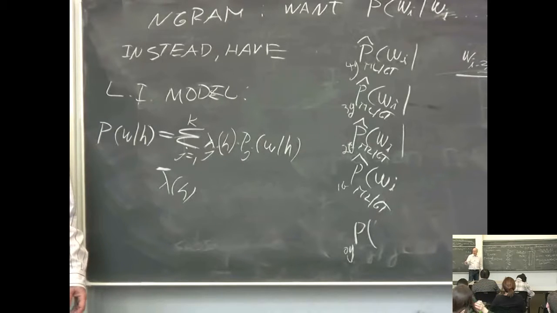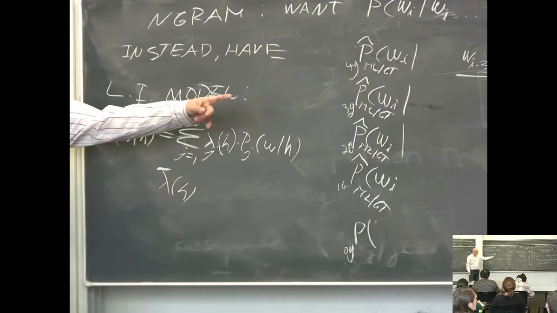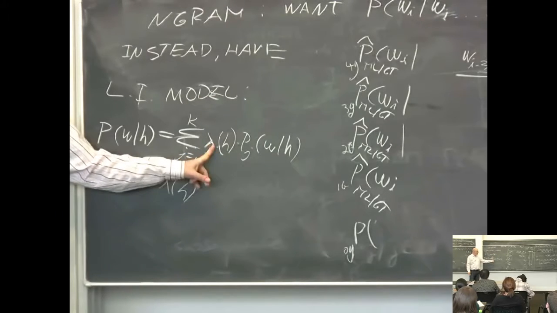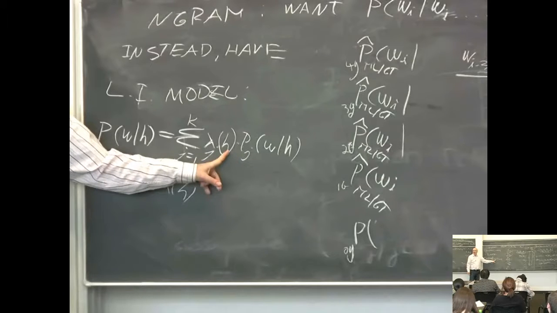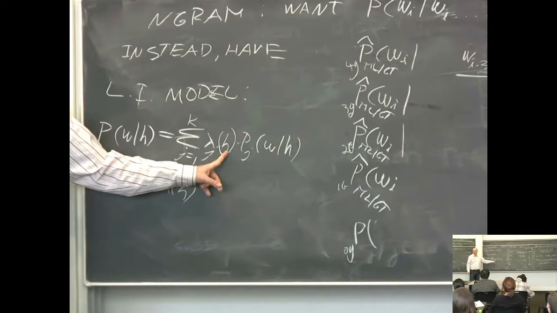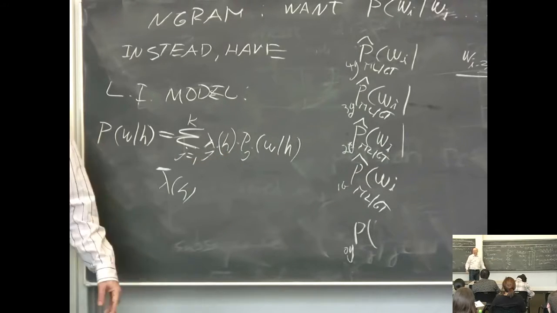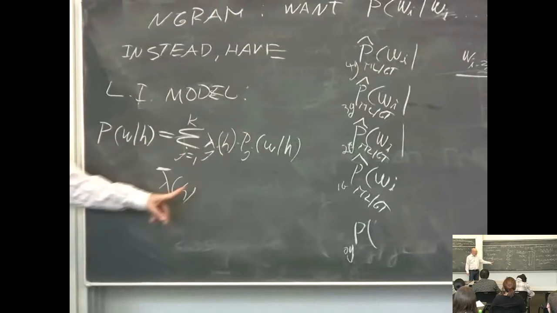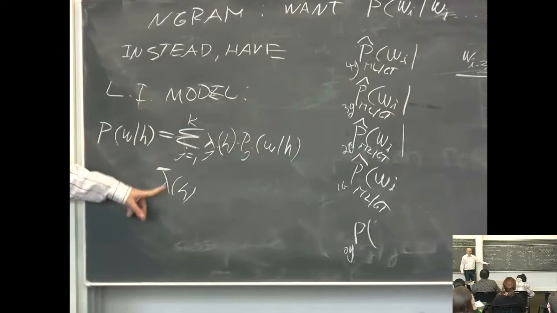Now what you were suggesting, Malcolm, is that you can represent the nonlinear thing this way, but then the lambdas depend not only on the history, but also on the word you're predicting. And that requires explicit normalization. This does not require any normalization. As long as the lambdas themselves sum to 1, this is a bona fide distribution.